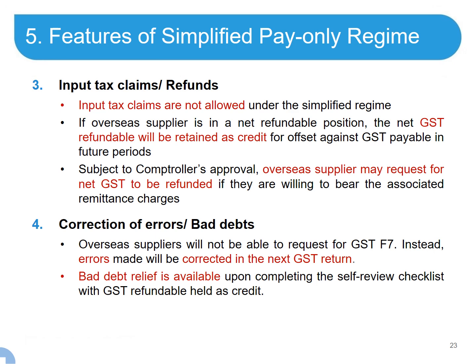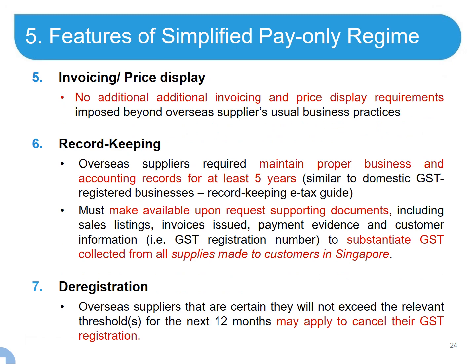For invoicing and price display, there are no additional requirements required of overseas suppliers beyond their usual business practices, and the record-keeping rules are generally similar to the rules for domestic GST-registered businesses. Overseas suppliers must maintain proper business and accounting records for at least 5 years and make available upon request supporting documents, including sales listings, invoices issued, payment evidence, and customer information such as the customer's GST registration number. However, overseas suppliers are only required to maintain such records for supplies made to customers in Singapore.